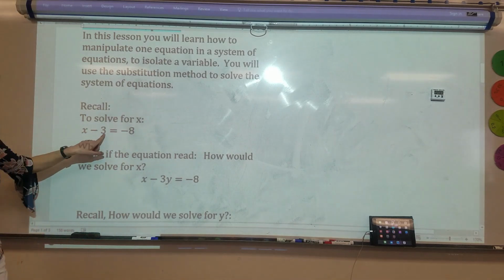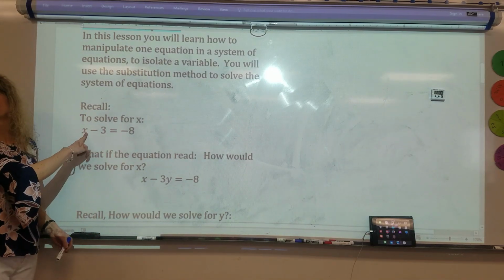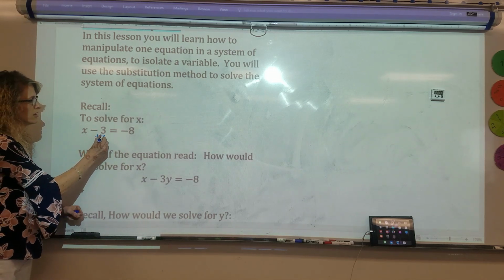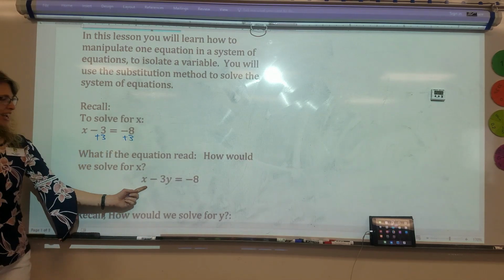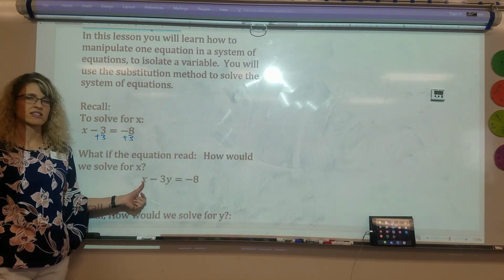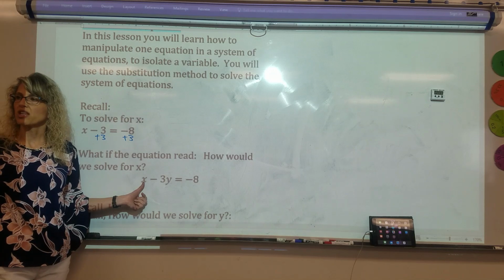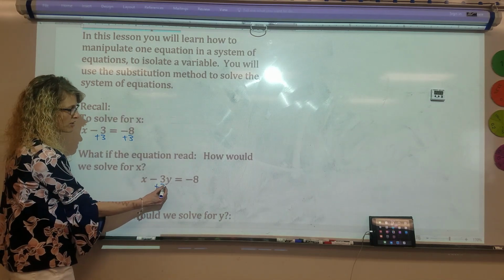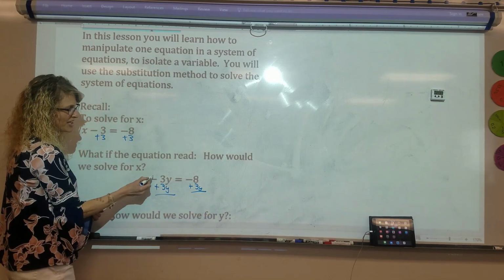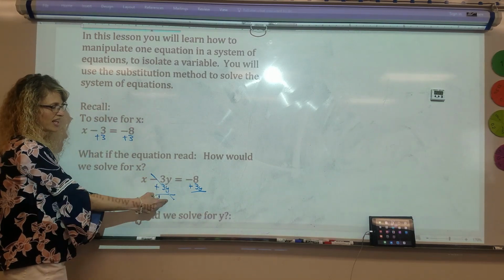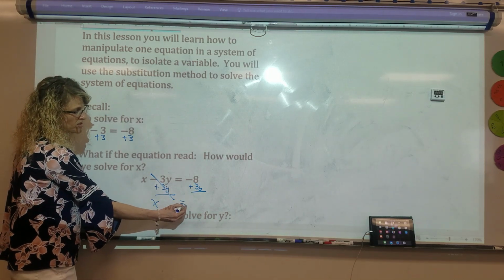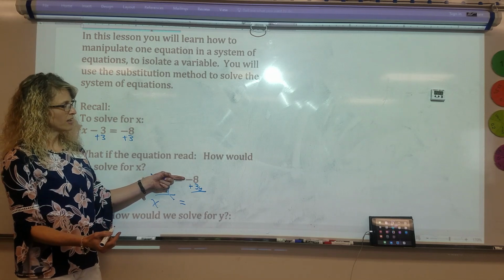If I had x minus 3 equals negative 8 and I needed to isolate x, I would do inverse operations and I would add the 3 to both sides. Well, what if I had x minus 3y and I needed to isolate x? I would do the same thing. I would use inverse operations and I would add 3y to both sides. This would eliminate or cancel because it adds up to 0. I would copy down my x, I'd copy down my equal sign, and I'd have negative 8 plus 3y.